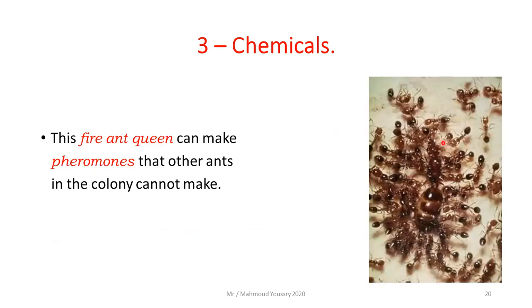Like this one, the queen is in the middle. This is the fire ant queen. It can make pheromones that other ants in the colony cannot make.